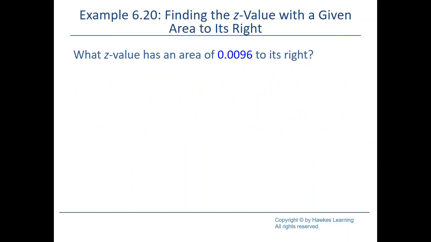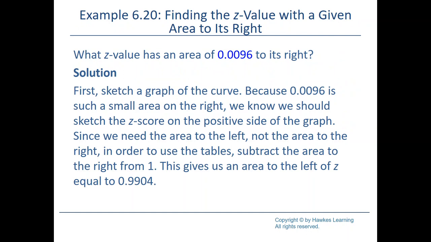So if I ask you for what is the z-value for the area of 0.0096 to its right, the first thing we want to do is sketch the graph of the curve. Now again, I said the area to the right. That's really important to notice, like where it's saying: is it left, right? Okay.